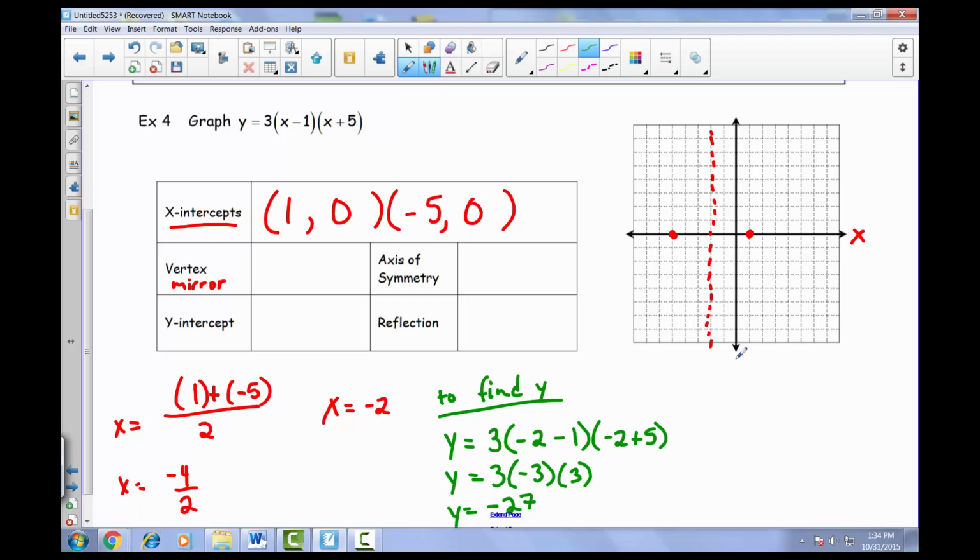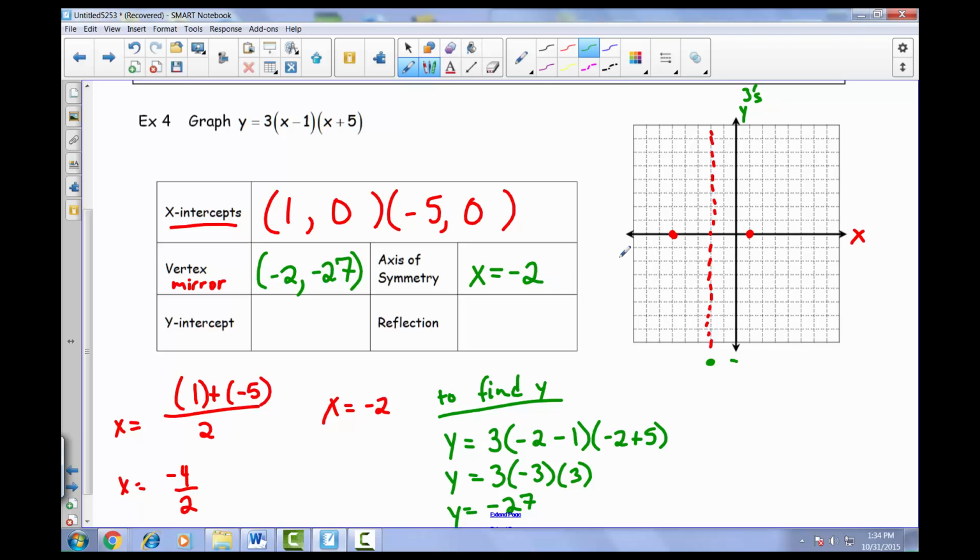Just exaggerating this a little bit, let's say that the y's are going by 3s. So negative 27 would be represented right about here. So again, our vertex is happening at (negative 2, negative 27). And as a result, the axis of symmetry is found identically to how we found them in the past. So it's just x equals negative 2.